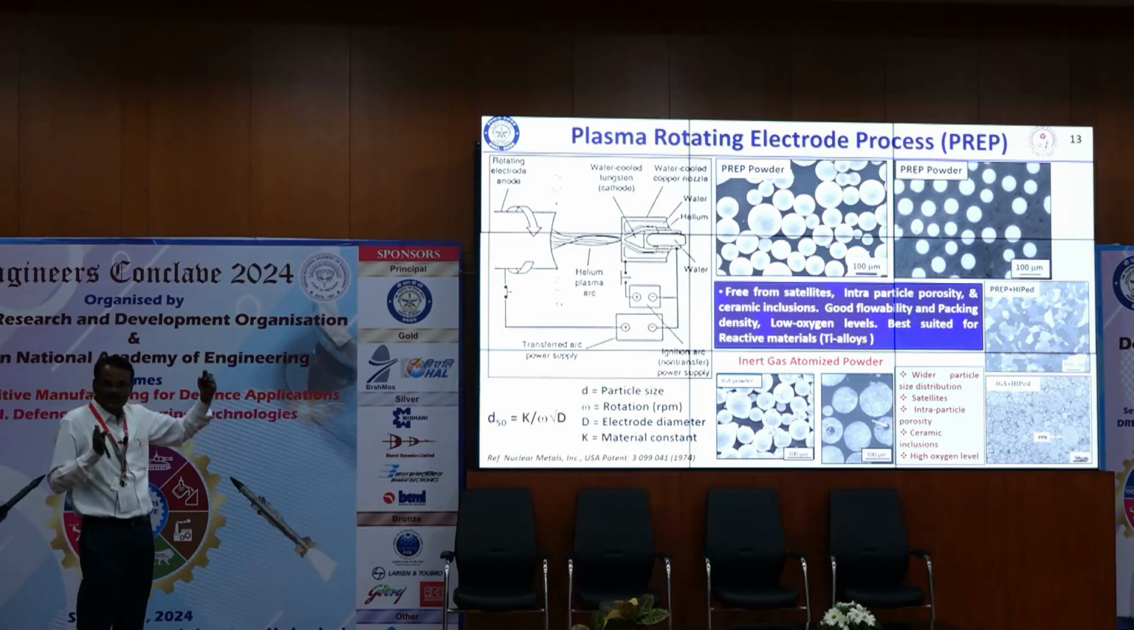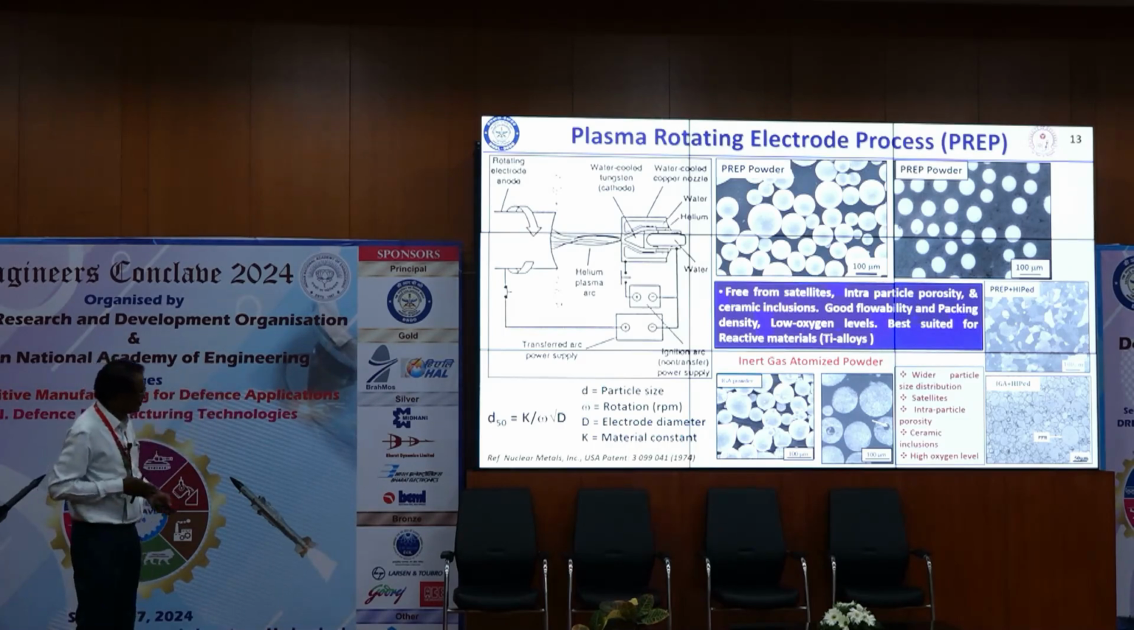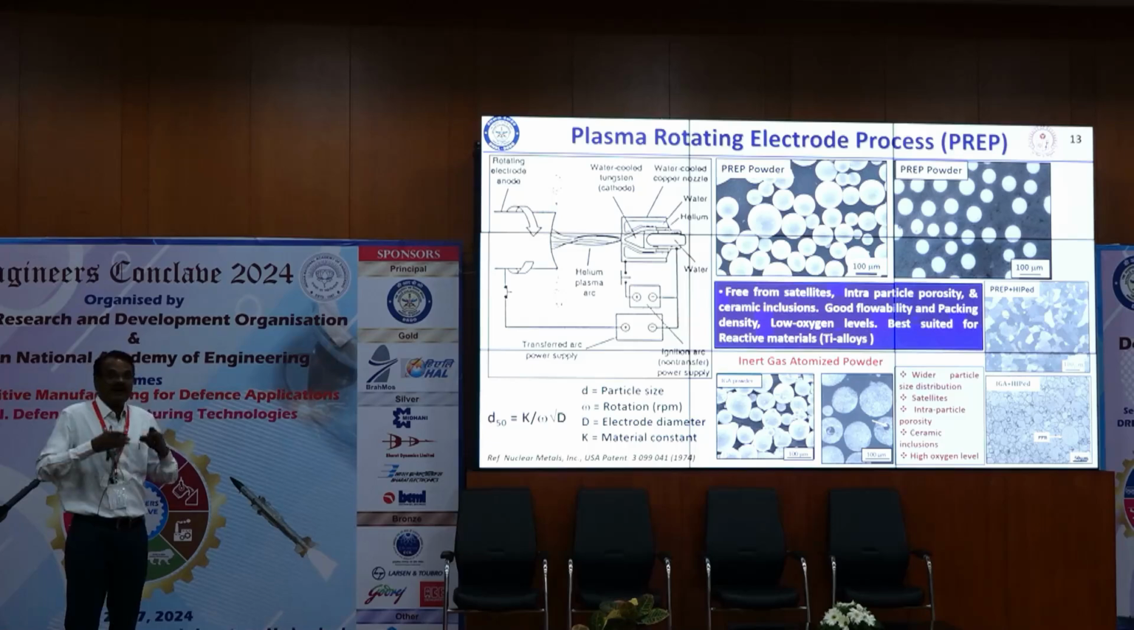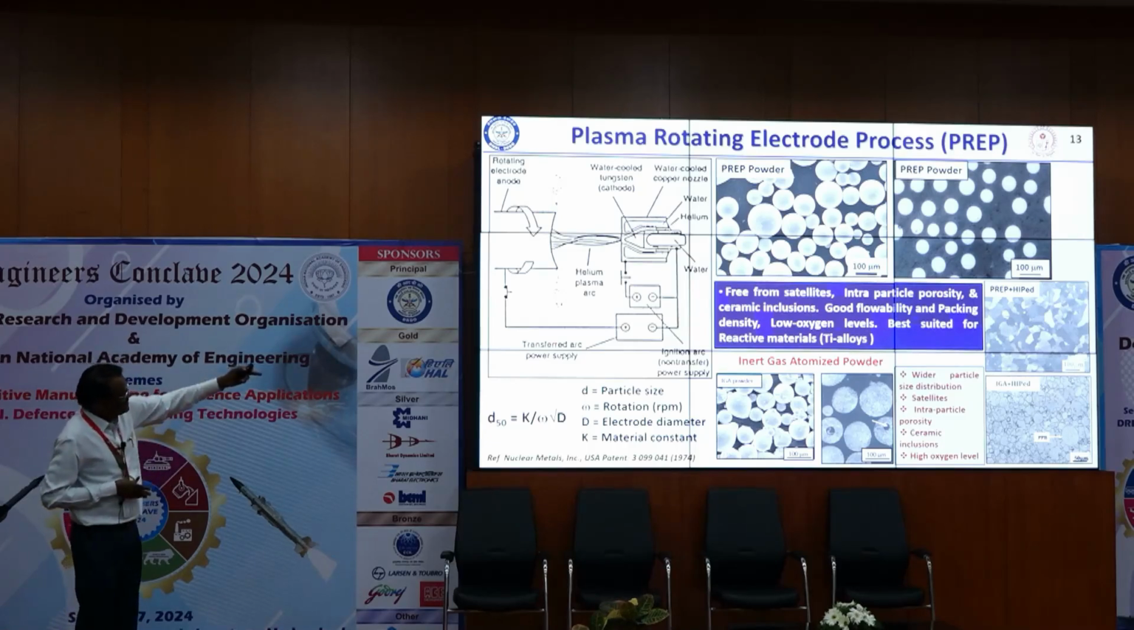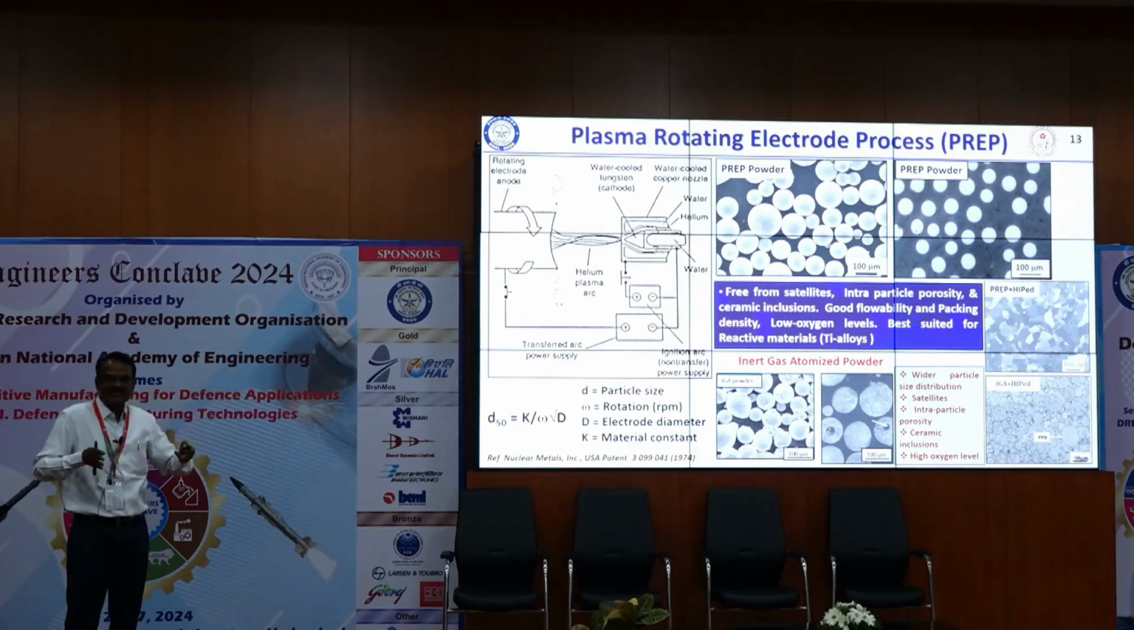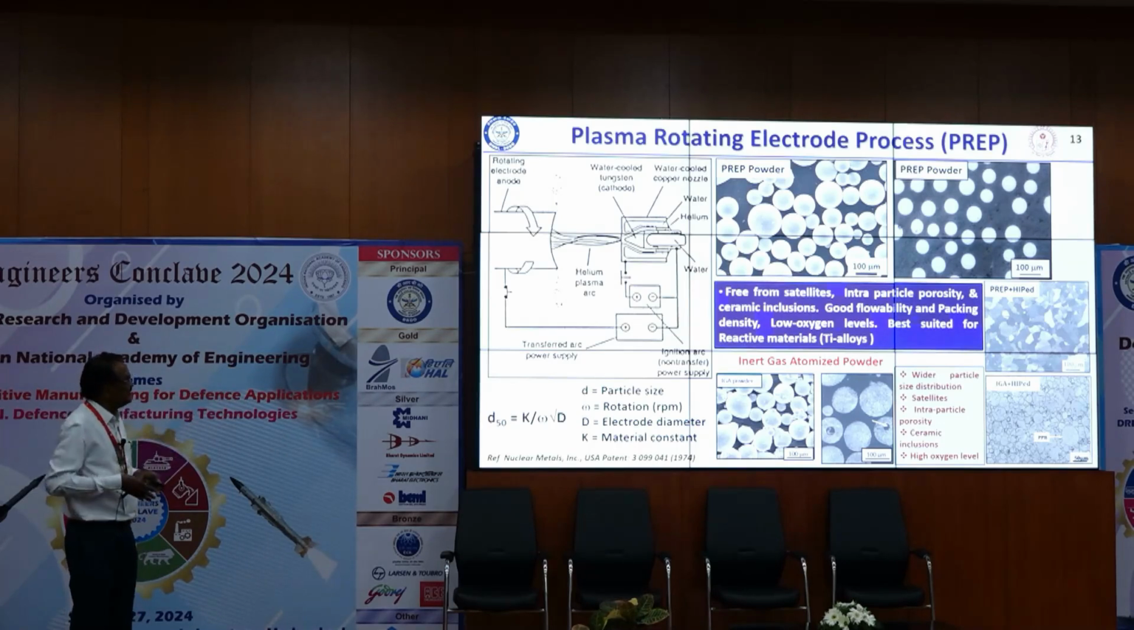When we compare closely the atomization and plasma rotating electrode process, the atomized powders will have acetylates and intraparticle porosity. The intraparticle porosity is not at all acceptable. When we subject the plasma rotating electrode process powder to hot isostatic pressing, the microstructure will be fully equiaxed. It is as good as a forged material.